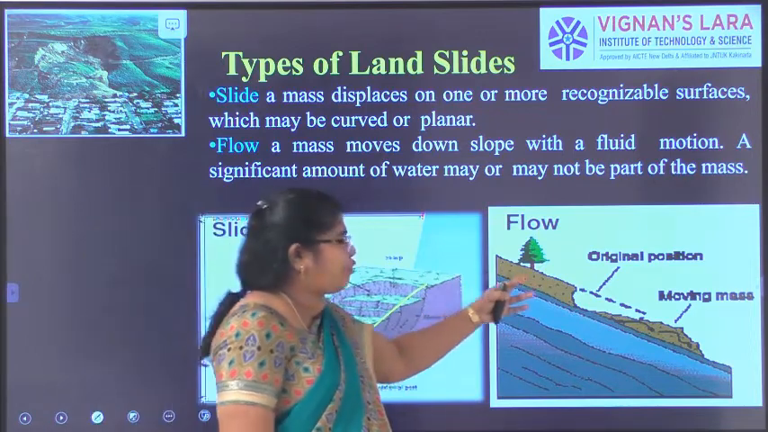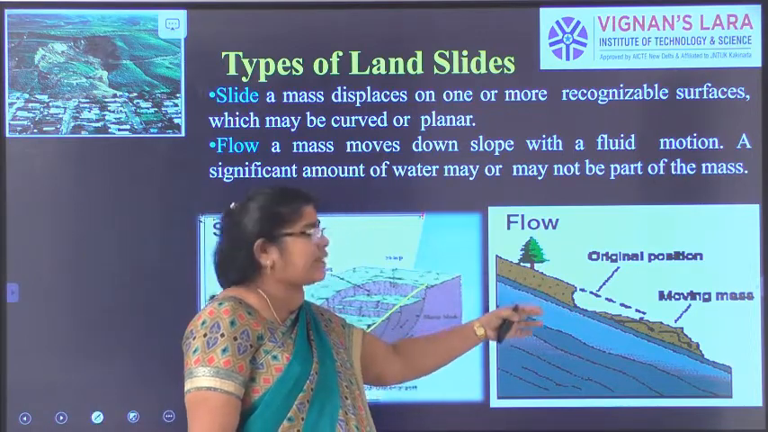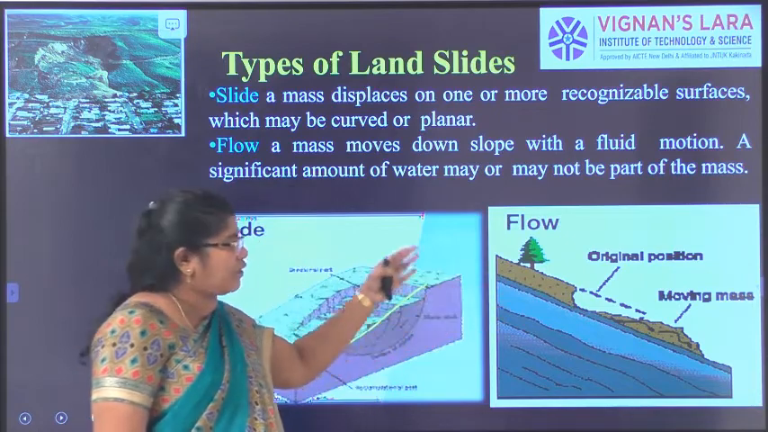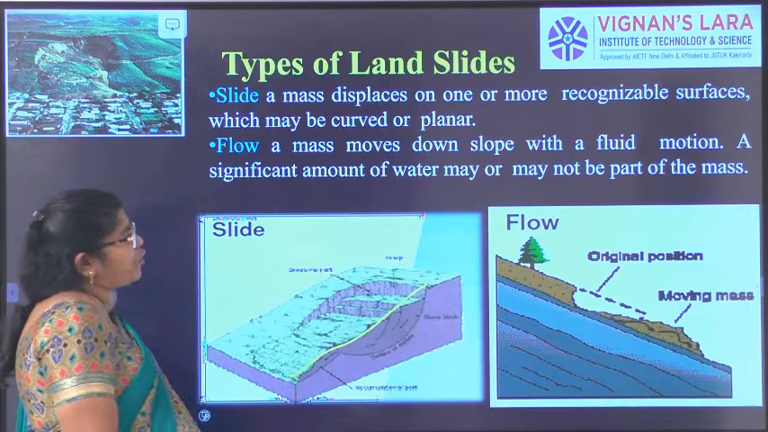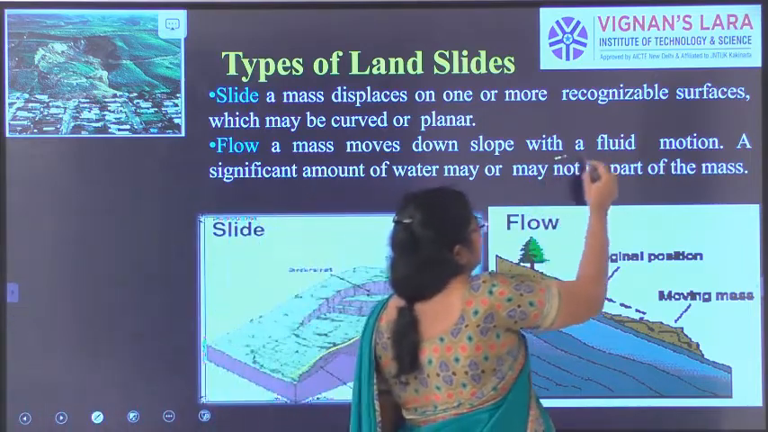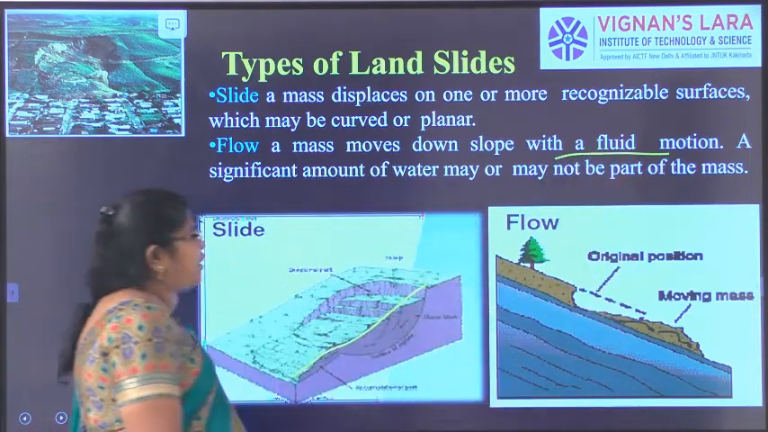And then the flow. Flow will be mainly because of the rainy season. The flow along with the water will be moving in a very fast condition. So it is a fluid motion. As I told you, it flows with a fluid motion.